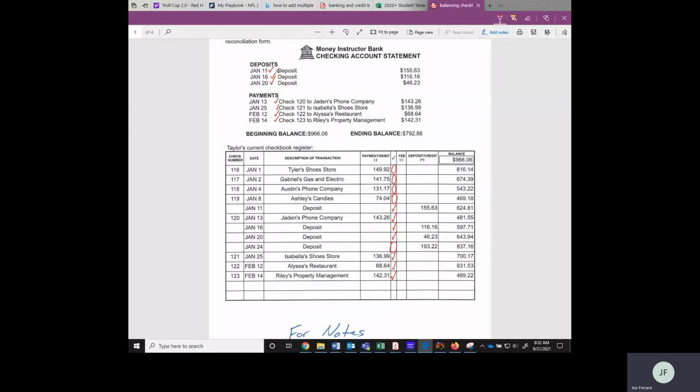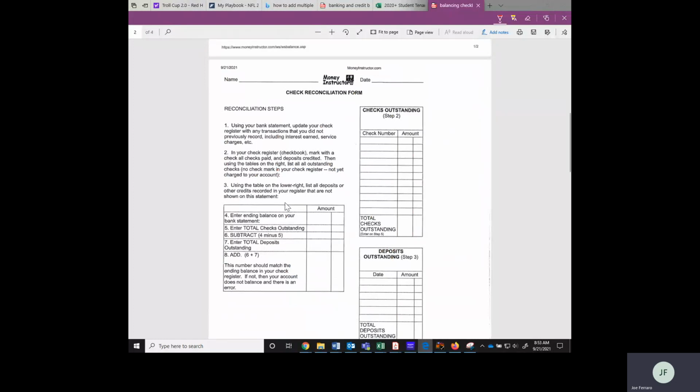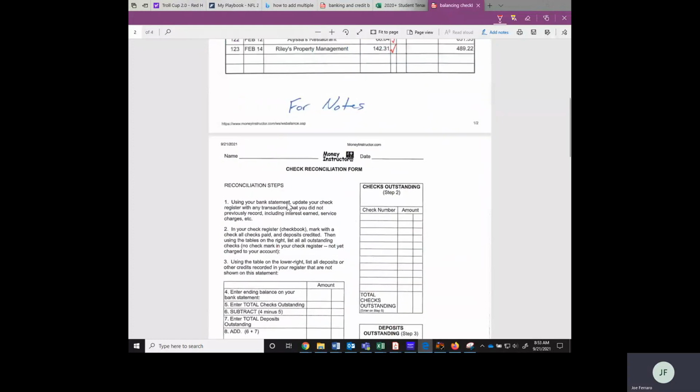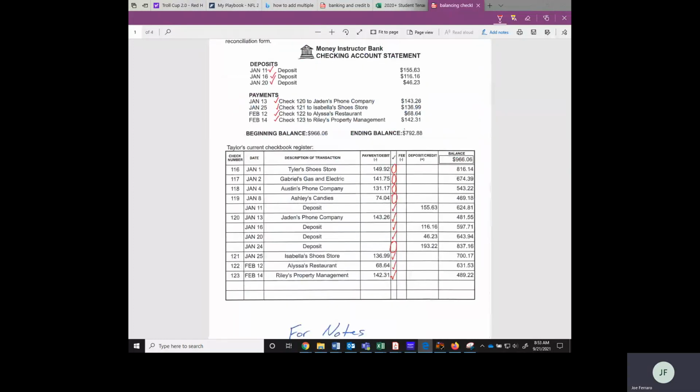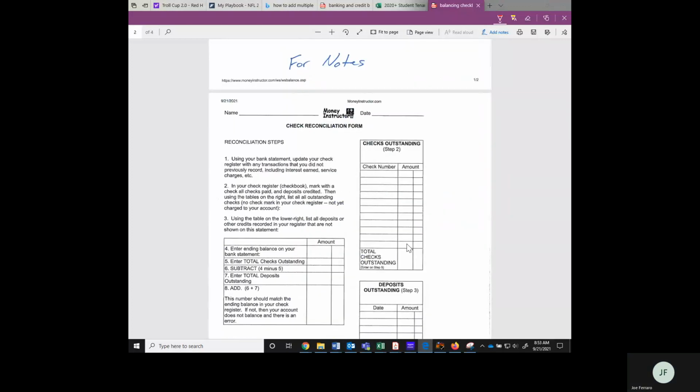All right, next step is going to take a little bit of scrolling back and forth, but on the back here, we're going to fill out this side, and these two things are going to help us. It says enter the ending balance on your bank statement. So we go up here. This is the ending balance. It'll either tell us, or you find the latest date on there where it says balance, like the examples in the book. So we got $792.88. That's your ending balance on your bank statement.